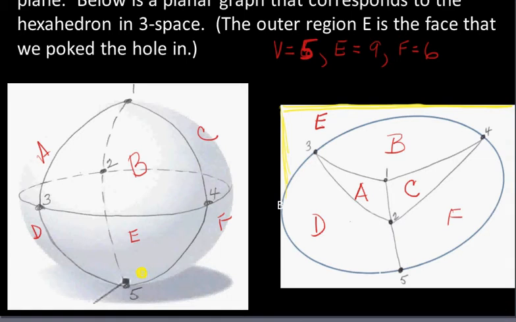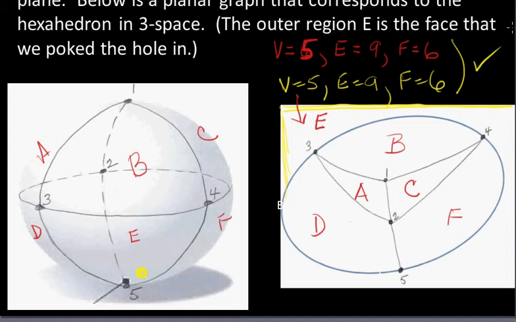Well, let's choose a different color here. I'll choose yellow, and let's see what it is for our planar graph that corresponds to the hexahedron. We see that we still have 1, 2, 3, 4, 5. Vertices is 5. Edges: 1, 2, 3, 4, 5, 6, 7, 8, 9. Edges is 9. And the faces 1, 2, 3, 4, 5, 6. Faces is 6. So you see that it is exactly the same.